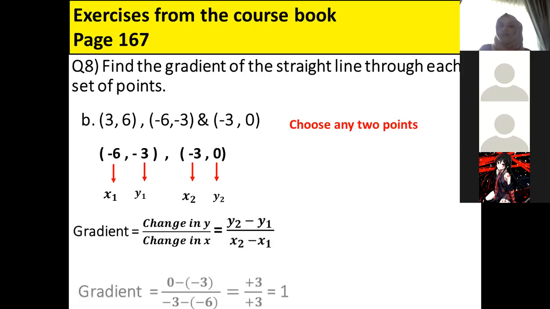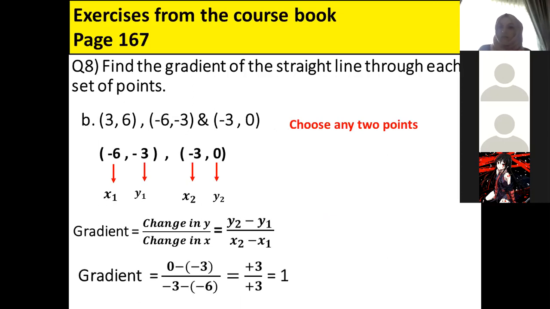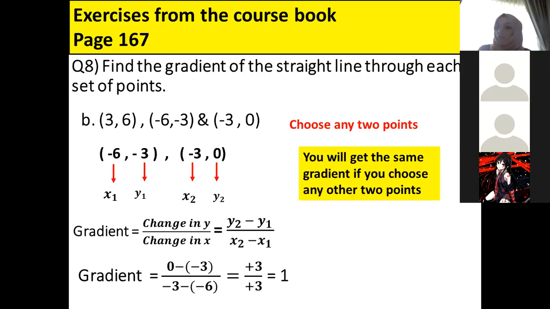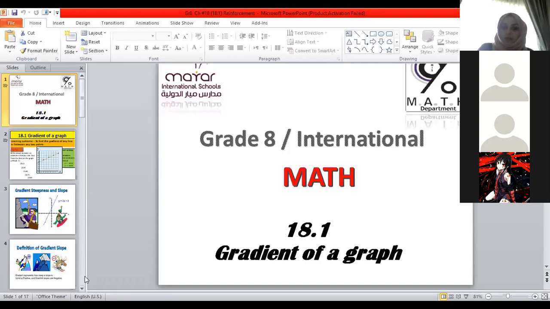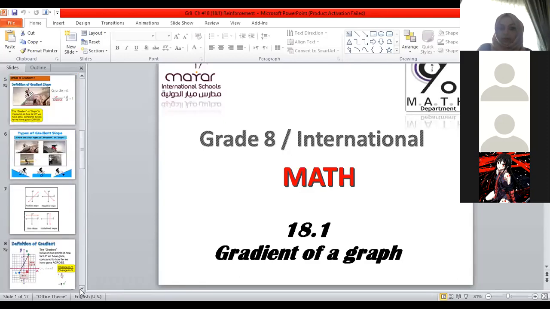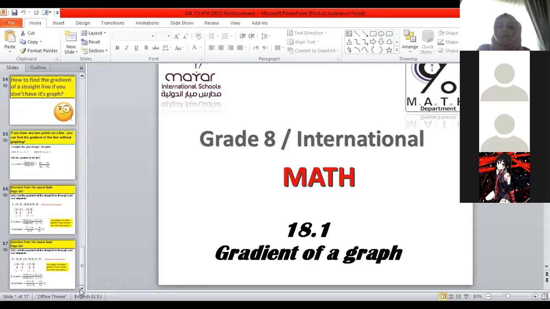0 minus 3. بعدين عندي negative 3 minus 6. Okay, handle the signs carefully and your gradient is 1. Clear? Is that clear? Any question? في حدا مش عارف احنا شو عم نعمل على gradient? And you will get the same gradient even if you chose any other 2 points. تمام؟ Okay, yeah. Any question so far? في حدا مش عارف احنا ايش عملنا اليوم؟ بالgradient, بالgraphs.